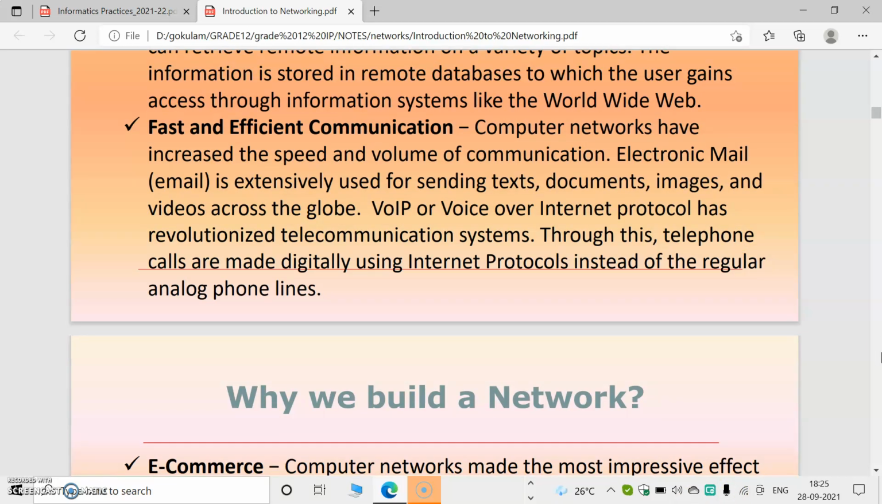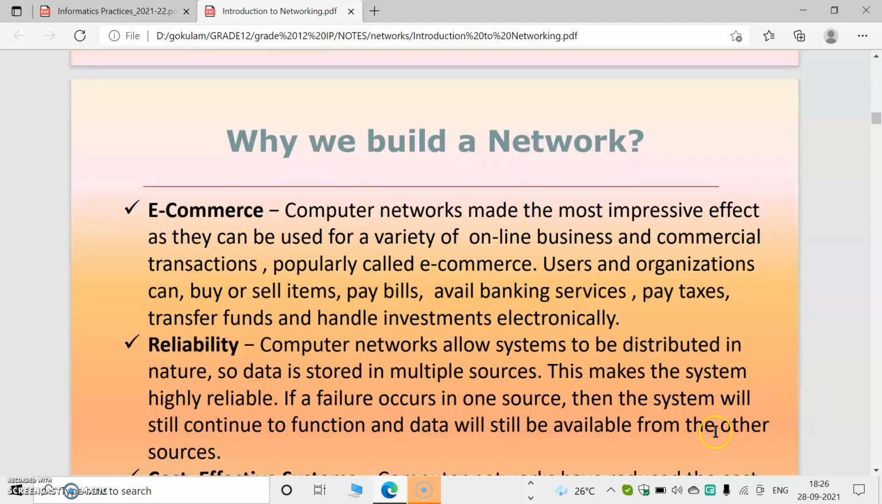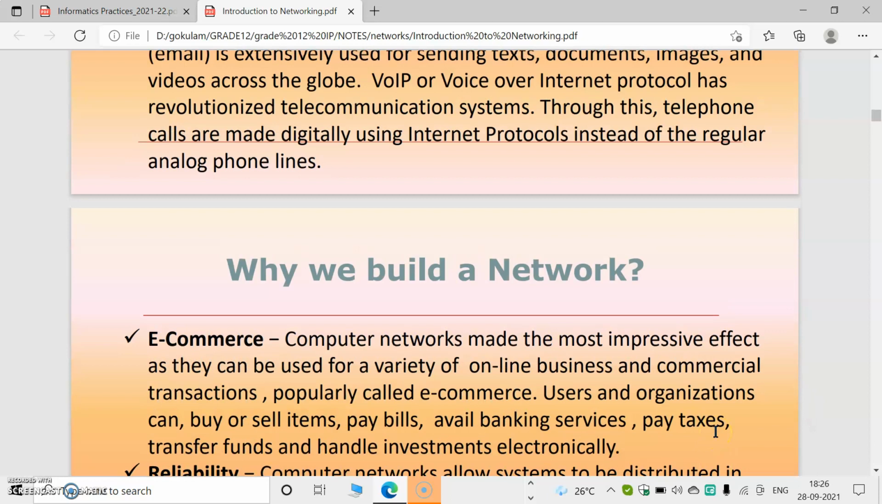So digital transmission of data takes place here. Electronic mail, that means email, is used nowadays, and we can send documents, images, videos, etc. across the globe. Then voice over internet protocol. In the telephone system, we were sending data, but now we can use digital transmission using internet protocol. In previous cases they used analog phone lines. Now it is using digital techniques.